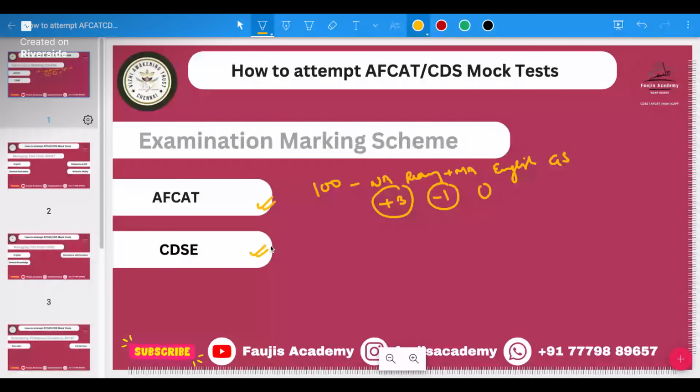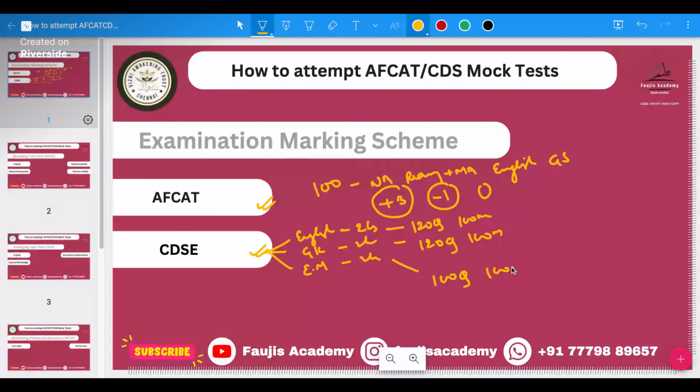And kind of the same is the case with CDS as well. We know that in CDS there will be three papers overall: English, then GK, and then elementary mathematics. Each of these papers is 2 hours. In English, 120 questions will fetch you 100 marks, and GK also, 120 questions will fetch you 100 marks. It is slightly different with elementary mathematics: there will be 100 questions and 100 marks.